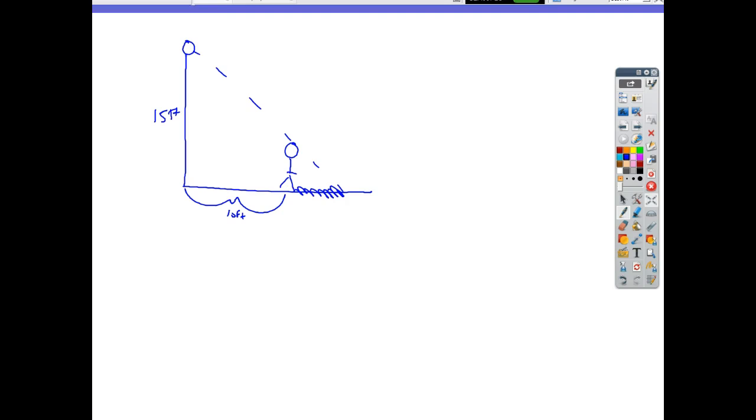Work on your own. What do you want to call this 15 feet? H. We'll call it H. Now it's not changing, so it's not big, but we put a variable on it. What about this 10 feet? What do we call that?